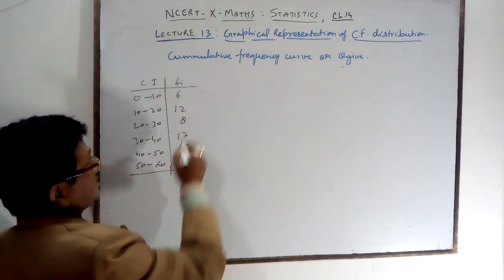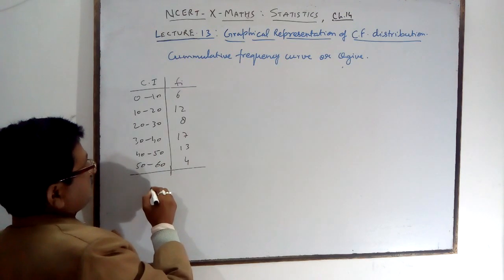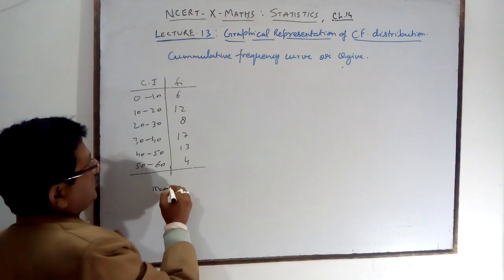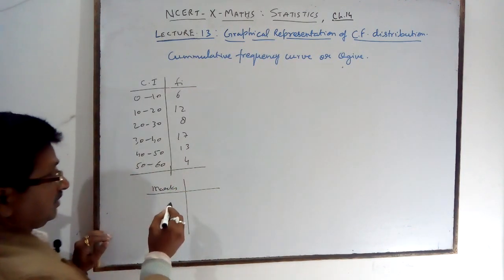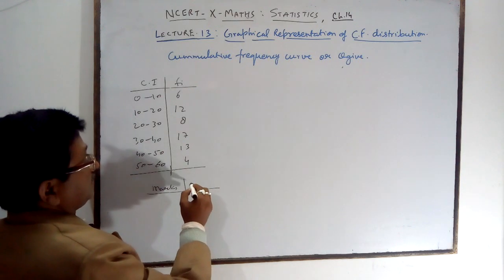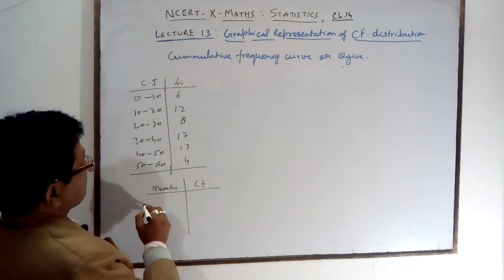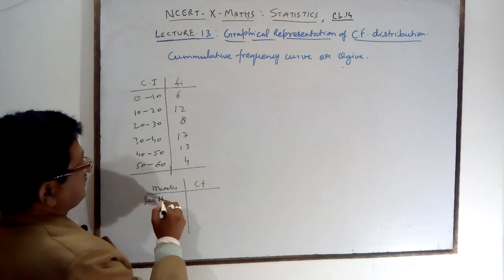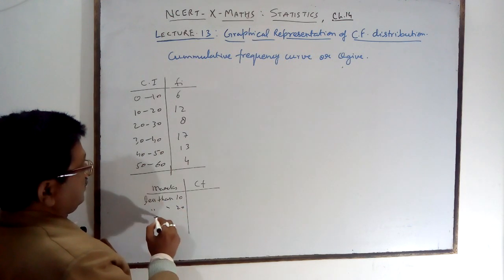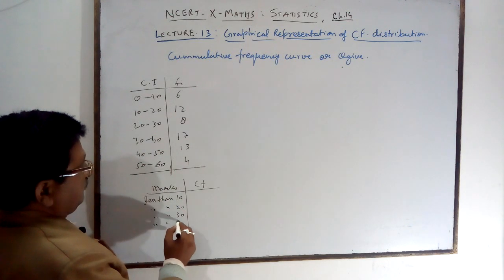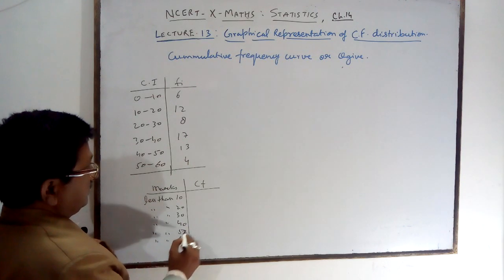How will you do it? First we'll make a table of the less than type. Suppose the class interval is marks. So you will make the less than type CF table first. Fi is given, so you will get the CF. Less than type first: less than the upper limit. The upper limits are less than 10, less than 20, less than 30, less than 40, less than 50, less than 60, the last one.